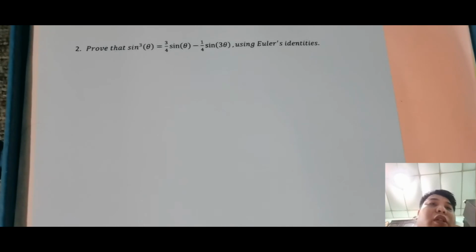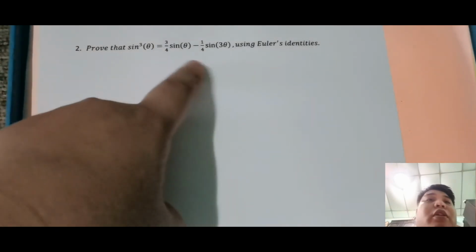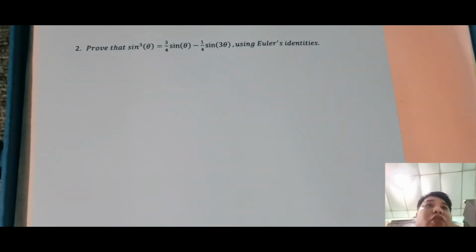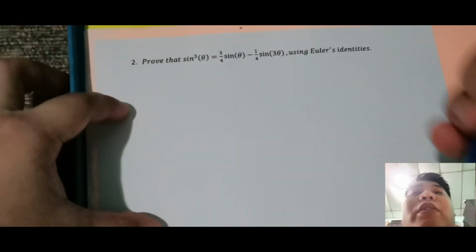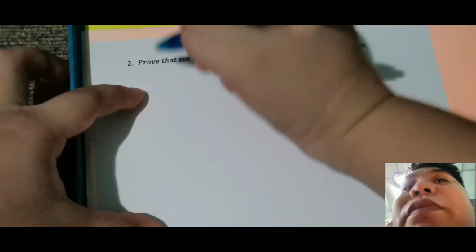Okay, so paano naman tayo magpo-prove pag ganito? Dito, mag-i-start ka dun sa single part. Hindi ka mag-i-start dun sa complex part. So meaning, mag-i-start ka dun sa sine cube. Evaluate mo siya, substitute mo yung Euler's identity dun sa sine, then expand mo. Then simplify natin hanggang sa maabot natin yan. Okay, so ito yung proof. Ito yung paano natin siya gagawin.